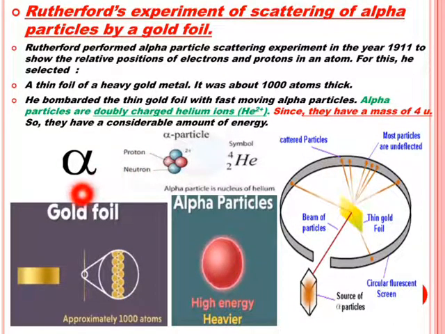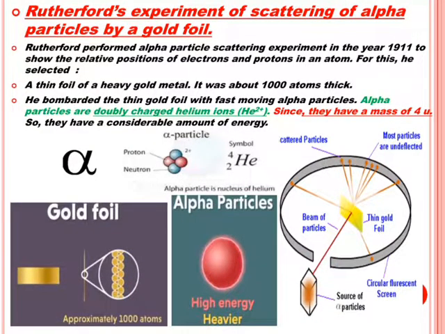What is the source of these positively charged alpha particles which were made to fall on a thin gold foil? These positively charged alpha particles were emitted by a radioactive element like radium placed in this lead box.